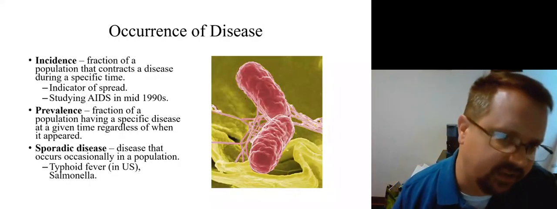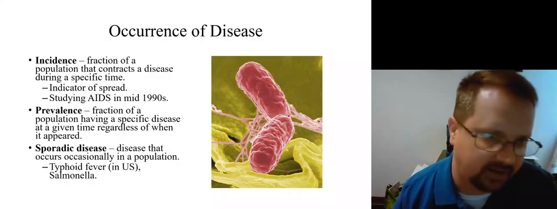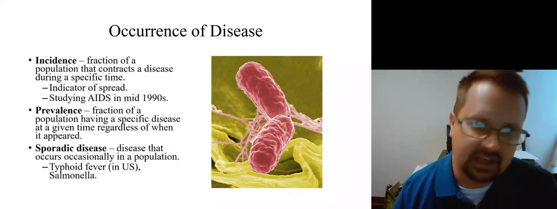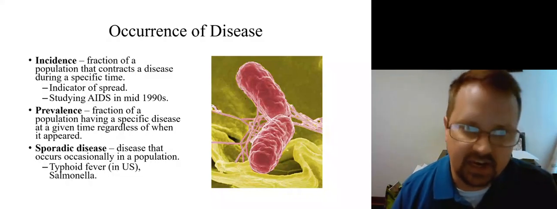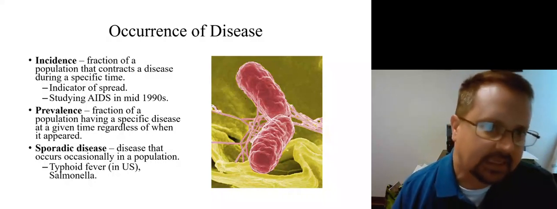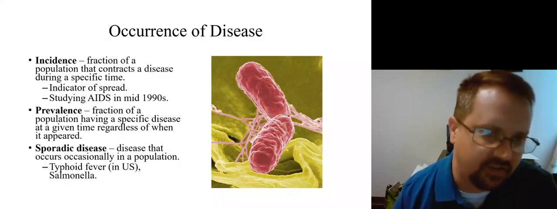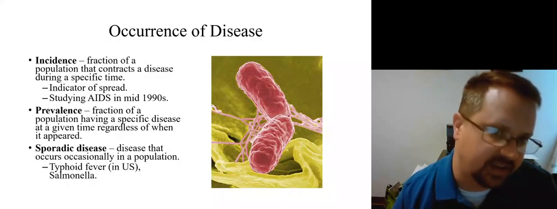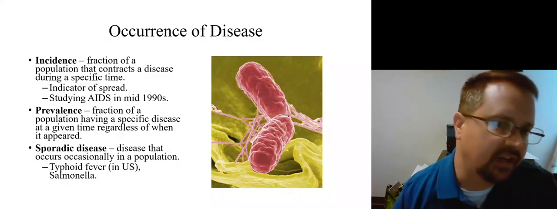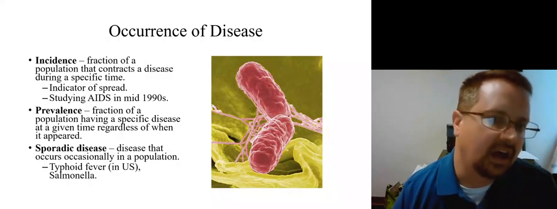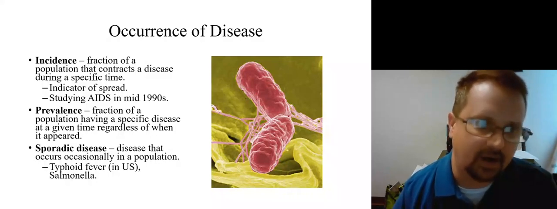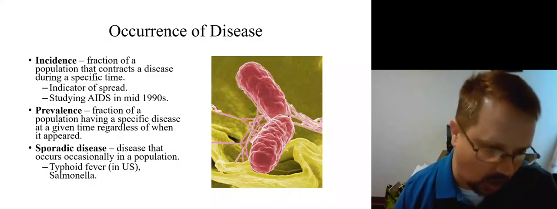Occurrence of disease: there's incidence, prevalence, and then there's what we call sporadic disease. Incidence is the fraction of the population that contracts the disease in a specific time frame. Okay, it's an indicator of spread. We've been studying AIDS since the 1990s, for example. Prevalence is the fraction of a population having a disease at a given time, regardless of when it actually appeared. Okay, so incidence is the fraction of the population that contracts the disease during a time, and prevalence is how many have it. It doesn't matter when it appeared, how many actually have the disease currently.